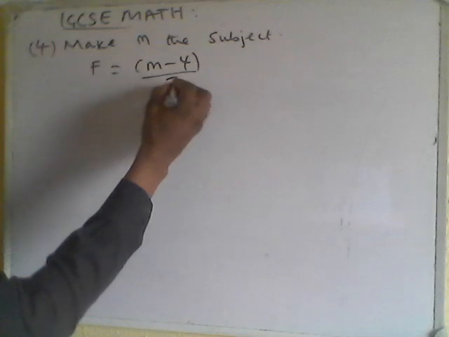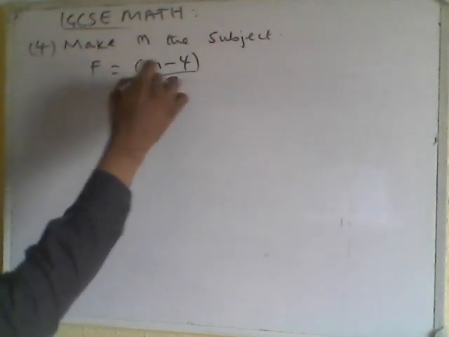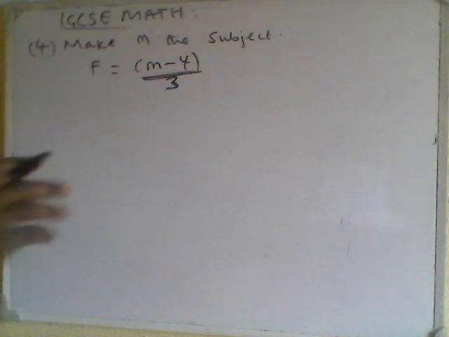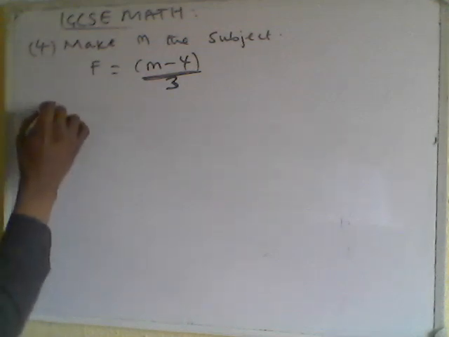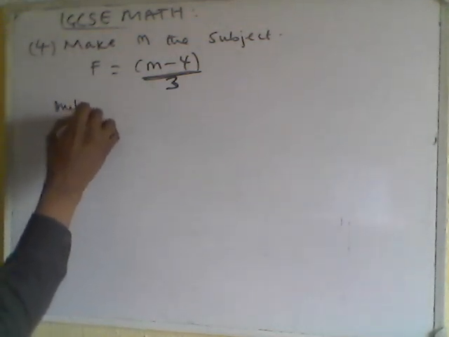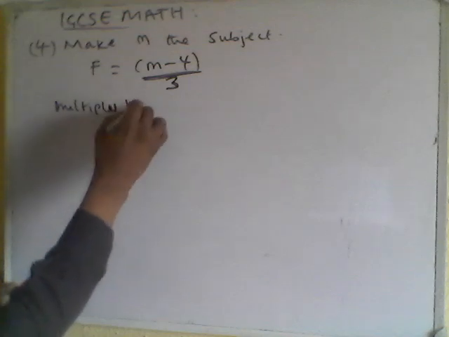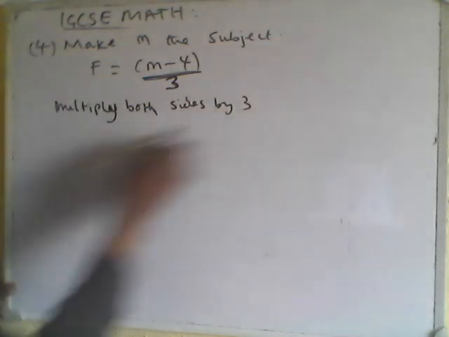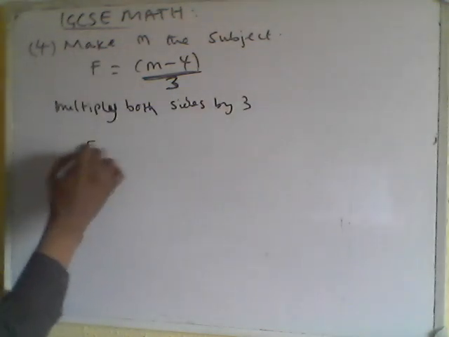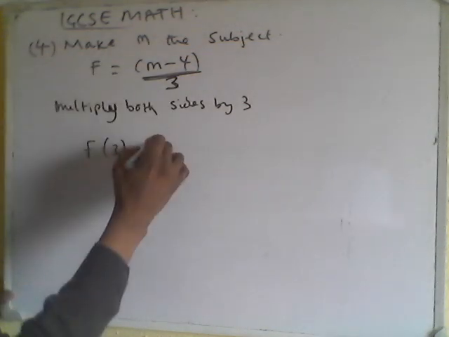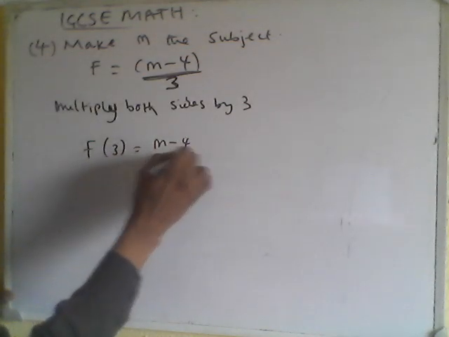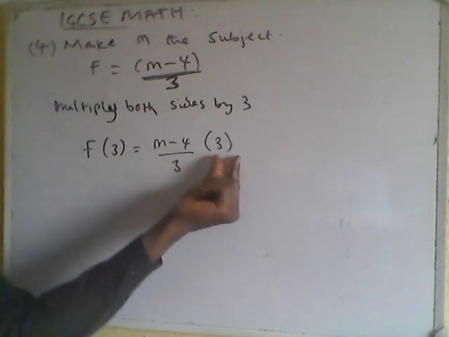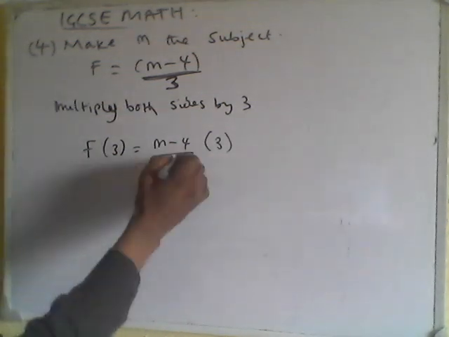And I see that this 3 is attached to the whole of this expression with division, that is quotient or divided sign. So I will just use the inverse operation of division, which is multiplication. I will now say multiply both sides by 3. So on this side of the equation, f multiplies 3, and on this side of the equation, m minus 4 over 3 multiplies 3. See what I've done? I've multiplied both sides by 3. So this 3 will cancel this 3.